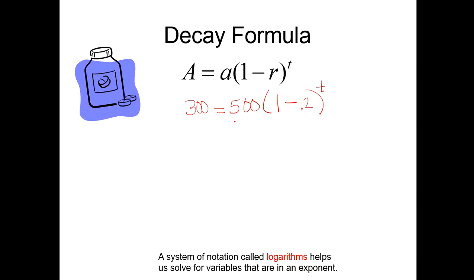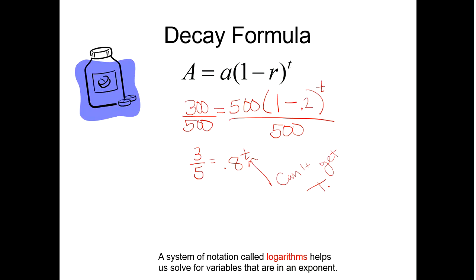So what I can do then is divide by 500 on both sides. So then this would be 3/5 over here equals, and then this would be 0.8, right? 1 minus 0.2. So I'd have 0.8 to the t power. Now guys, I can't divide by 0.8 because it's 0.8 to the t power. I can't get to t. I cannot solve right now. With our knowledge, we can't get to t.